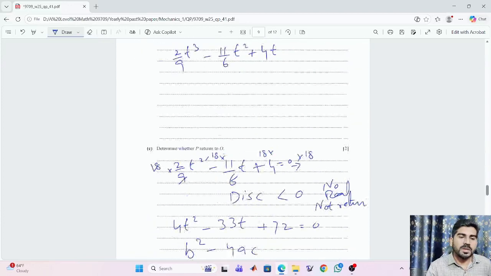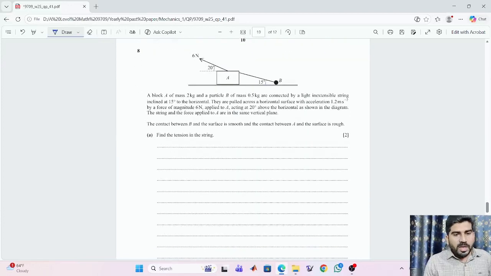This was question number 7. Question number 8: a block A of mass 2 kg and particle B of mass 0.5 kg are connected with an inextensible string inclined at 15 degrees to the horizontal, and the acceleration is 1.2 here. A force of magnitude 6 Newton is acting upward on A, at 20 degrees above the horizontal. The question is: find the tension in the string.